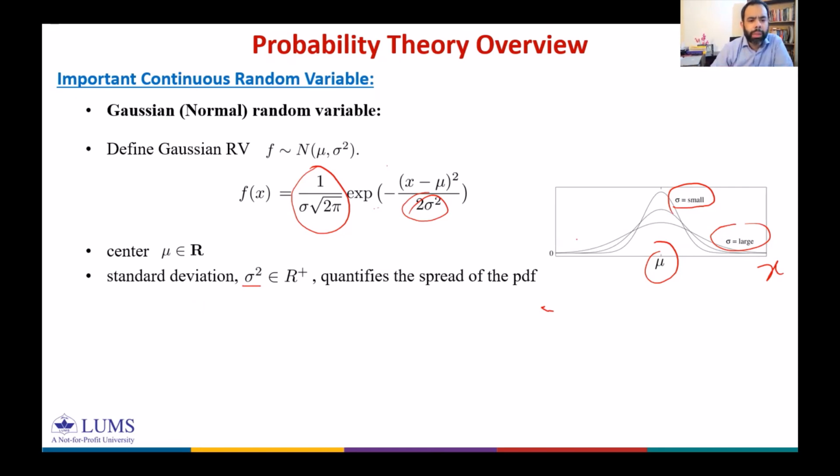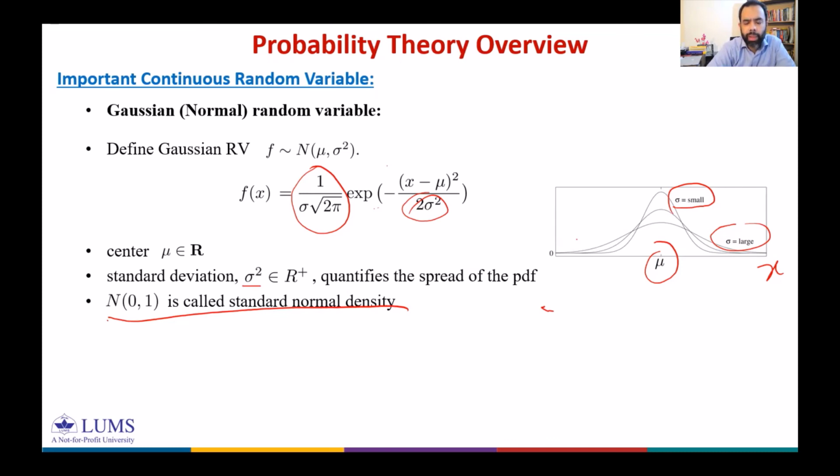When the mean is equal to 0 and the standard deviation is equal to 1, we refer to this PDF as the standard normal density. Right? This random variable is called a standard normal random variable.